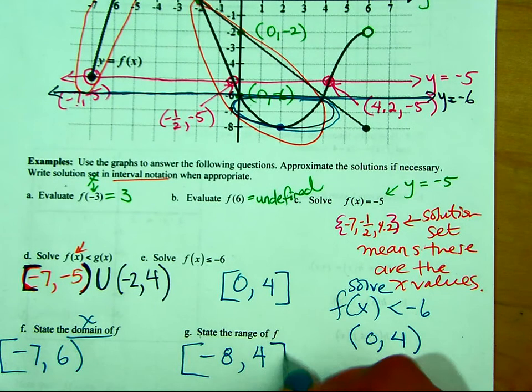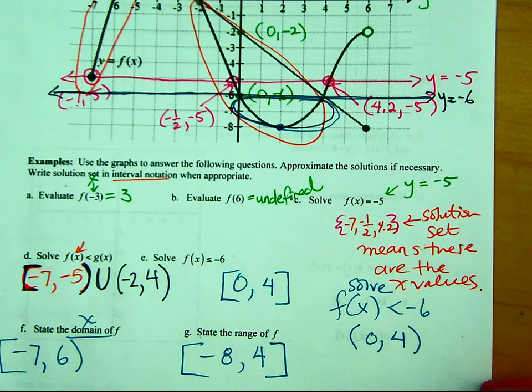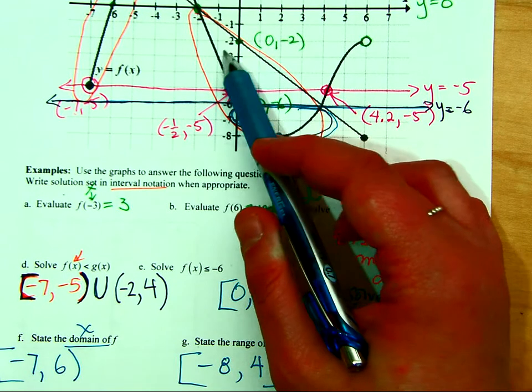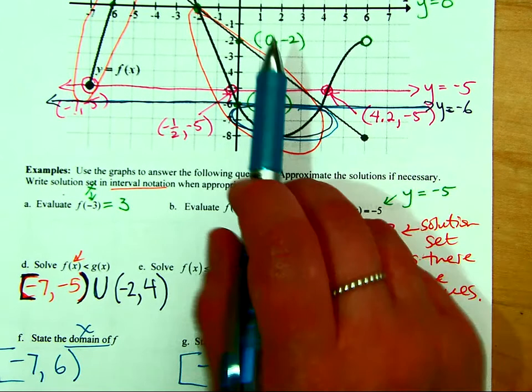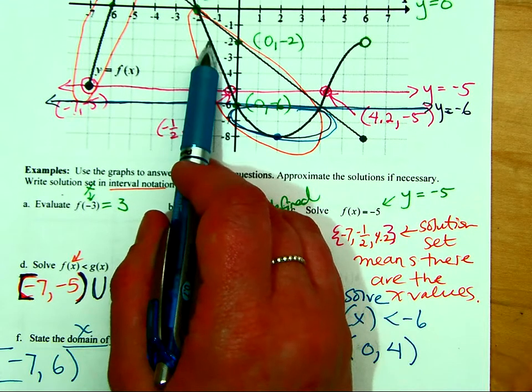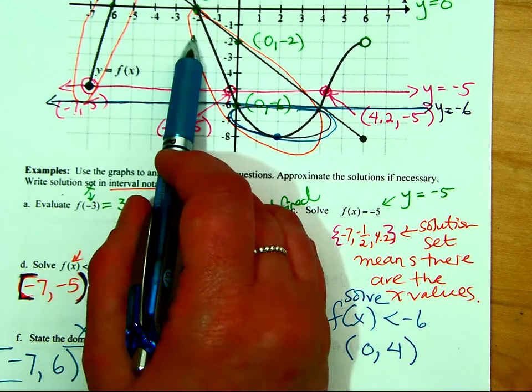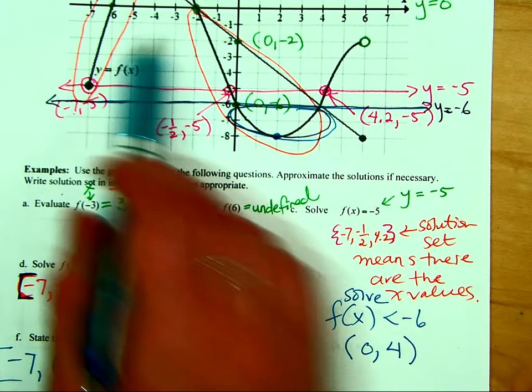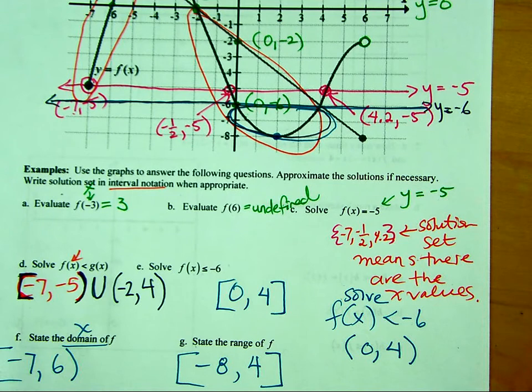Both get brackets. Now you might be a little bit concerned because you're like, well, what about negative 2 on a y? But actually, y equals negative 2 right here and right here. So even though that one's open, you can still include the negative 2 because it's still included in the function. You get that? Okay, any questions about this one?